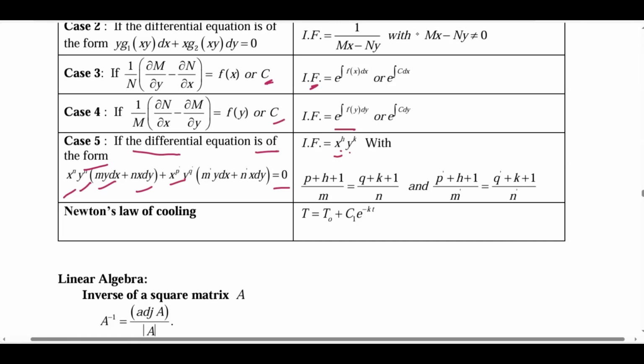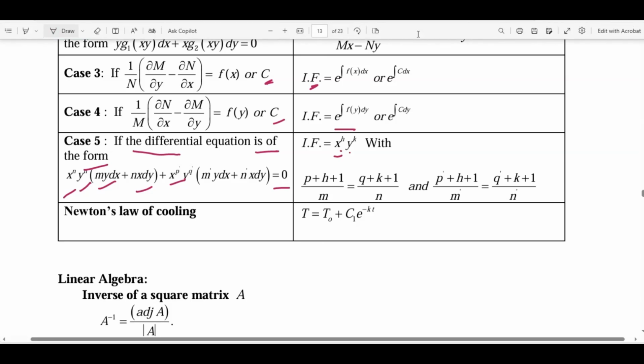Then p plus h plus 1 by m equals q plus k plus 1 by n. Then you have Newton's law of cooling, that is T equals T naught plus C1 e to the power of minus kt.